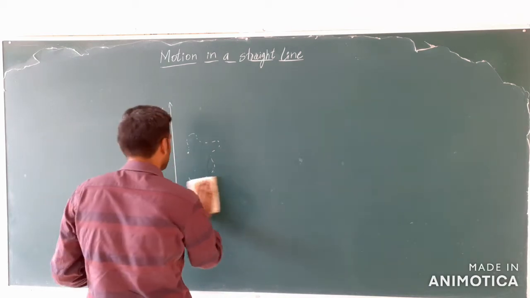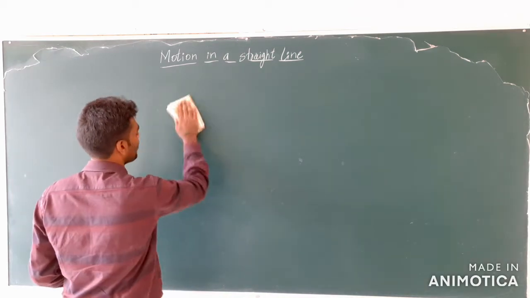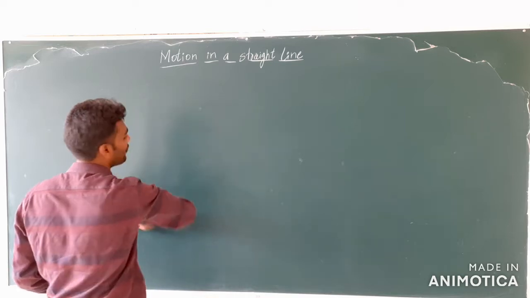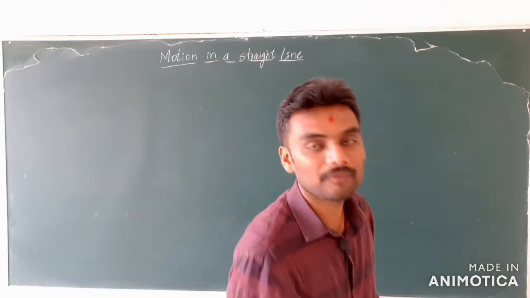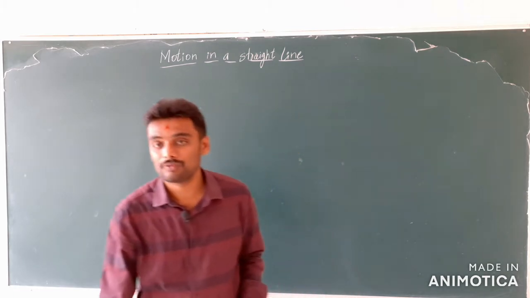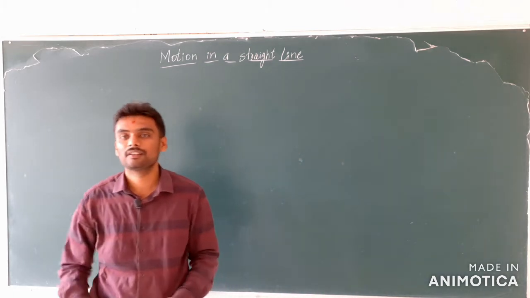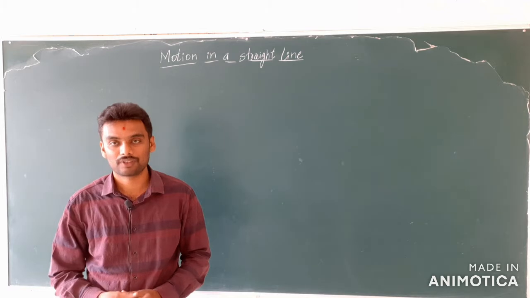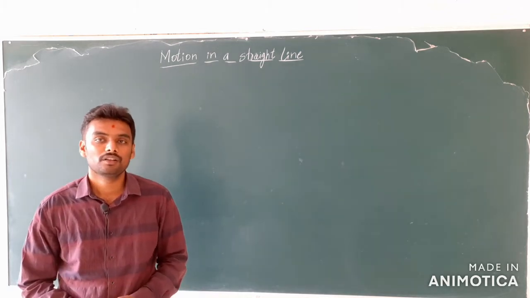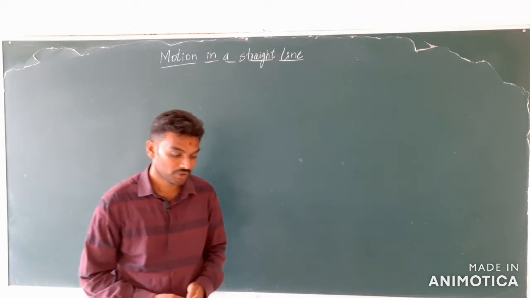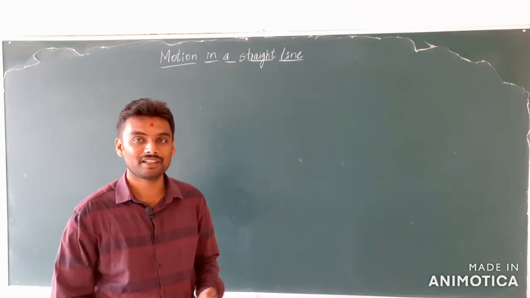In order to understand motion in two dimensions, or 2D as we call it, and motion in 3D, we should first understand motion in 1D, and we will apply the same mathematical interpretations to motion in 2D and 3D further. So first, we should understand motion in a straight line, which is also called motion in one dimension, or motion in 1D.